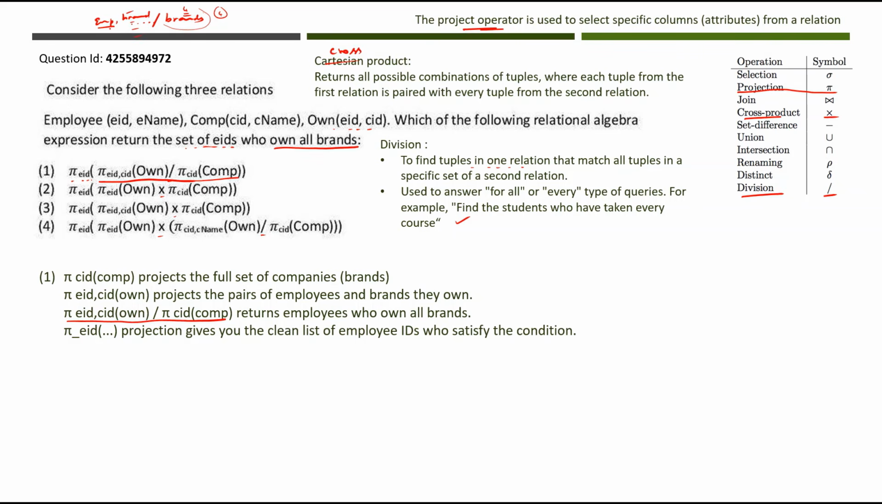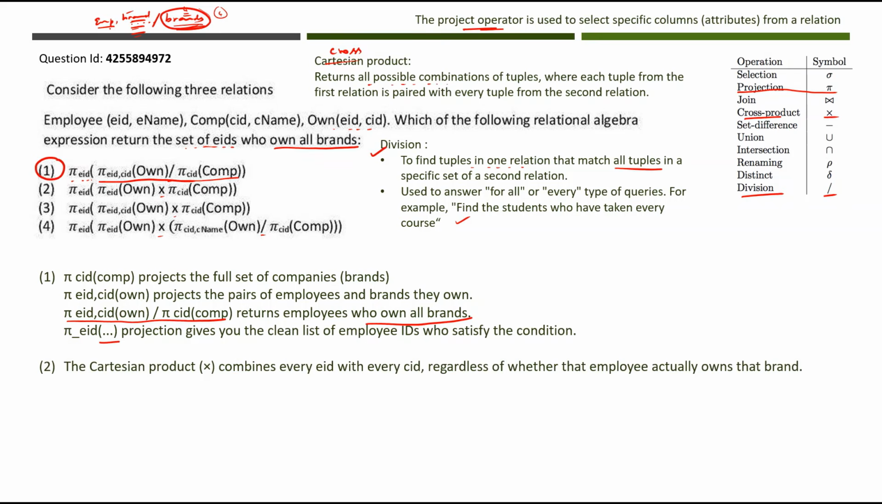They say find tuples in one relation that match all tuples in the second relation. So whichever employee is associated with all the brands present in the brands table, that employee's details alone will be taken. Now what about project EID of the complete class? This will give you the clean list of employee IDs who satisfy the condition. Which condition? Owning all brands. Is this expression giving you what is being asked in the question? Yes. So from this we can say option number 1 will be the right answer.